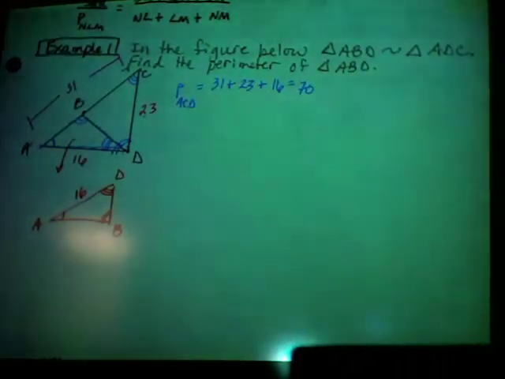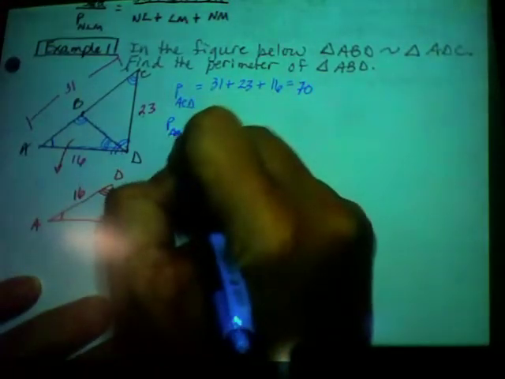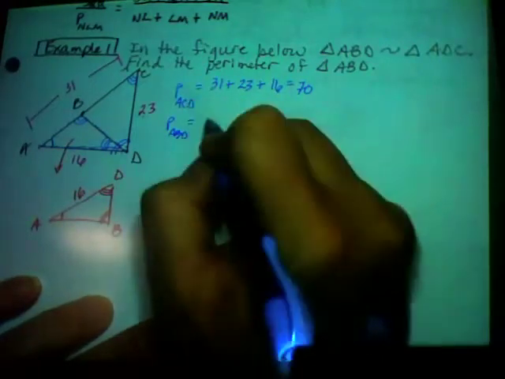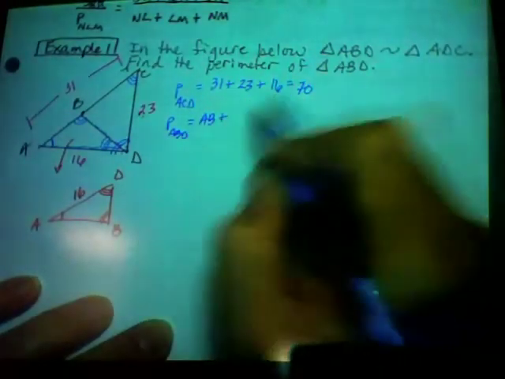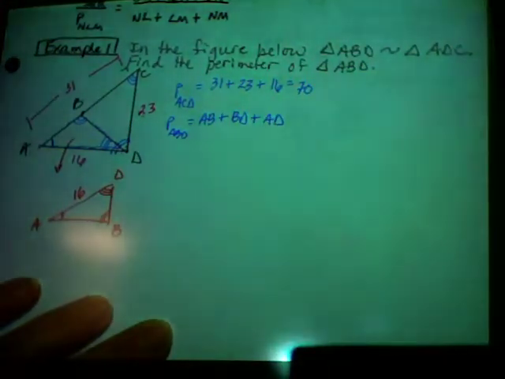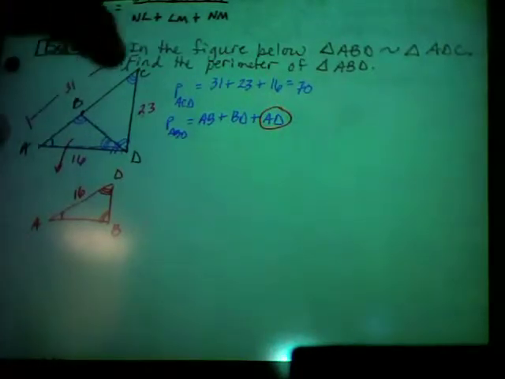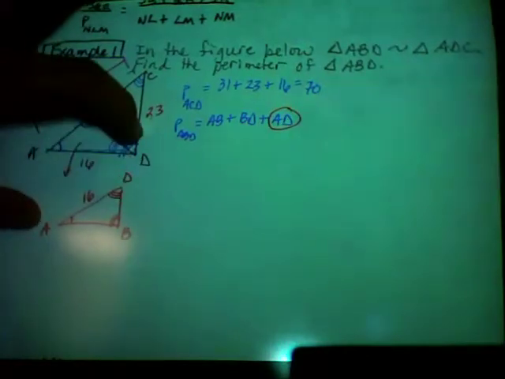And I need to find the perimeter of the smaller triangle, which is ABD. That's equal to AB plus BD plus AD. And I do know AD is 16, so that's the only part of that that I know. Do I know any corresponding sides to the two triangles? Yes. Yeah, AC is 31 and AD is 16.